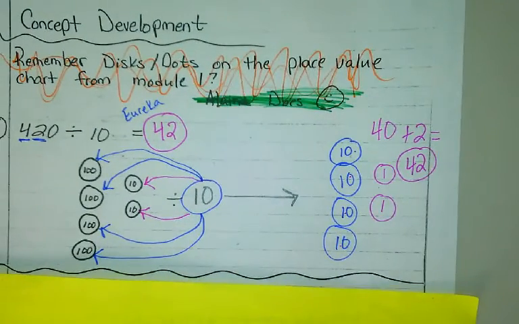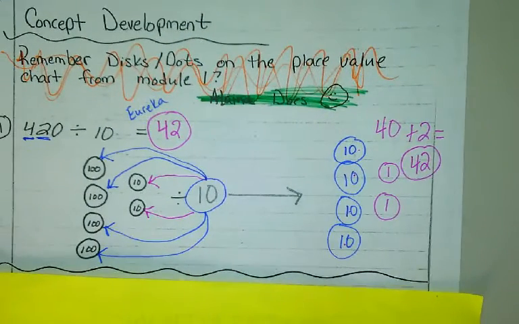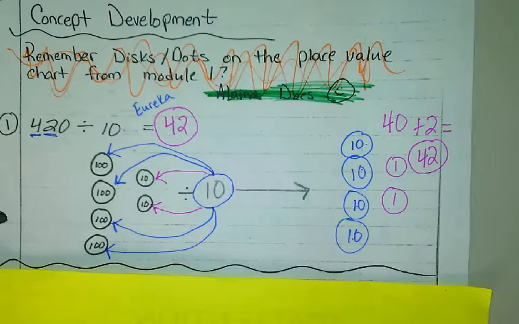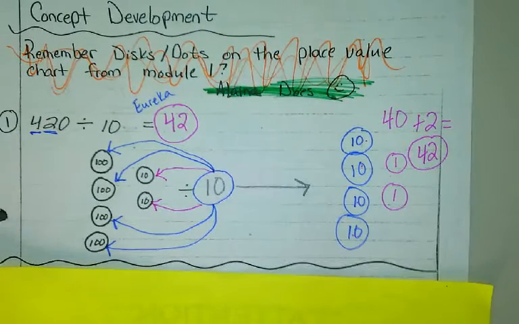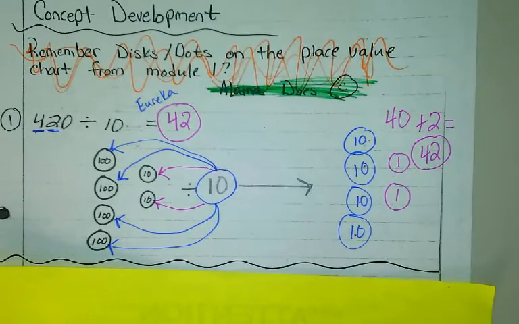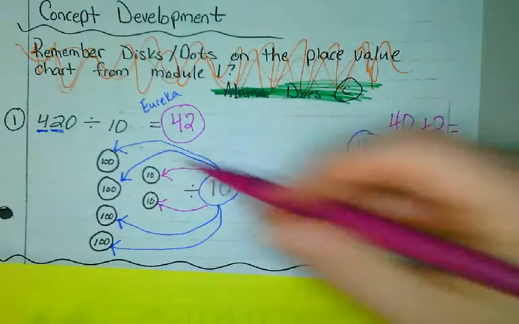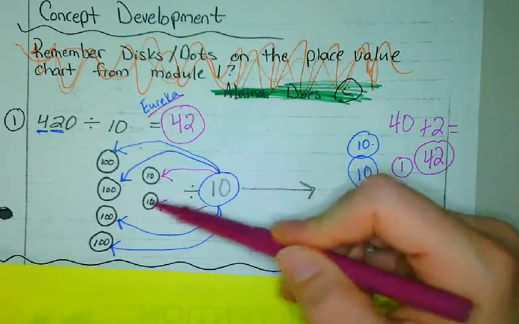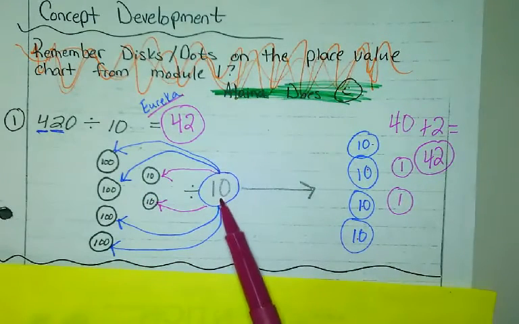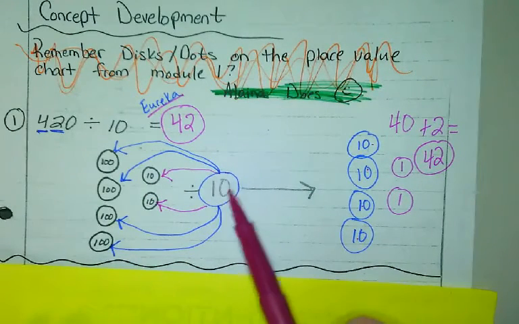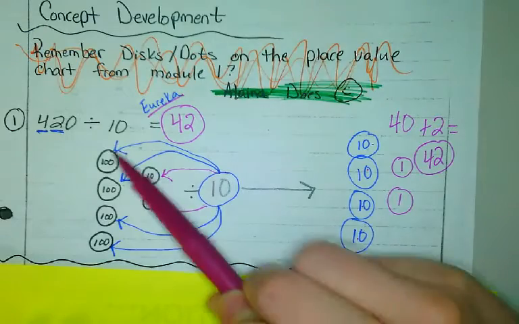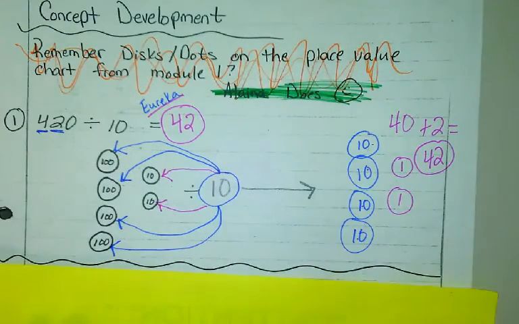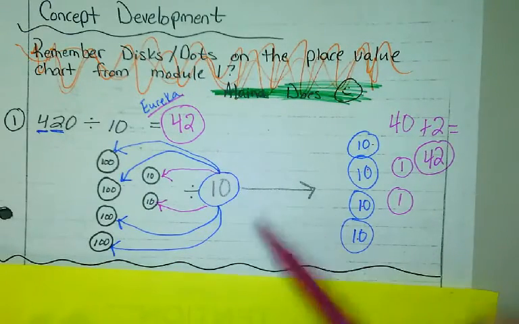Now again, if you need to pause this at any time to get caught up with your math notes, please go ahead and do so. But it's very important that you guys are writing this down, because if you are writing it down, it's helping your brain comprehend everything you're listening to. Okay? So when you divide by the Eureka way and using discs, you have to see how many times this number can go into each one of my discs. Now again, this is the Eureka way.